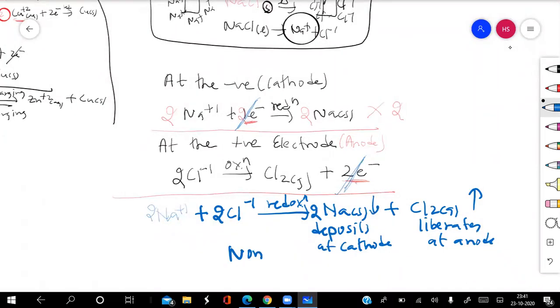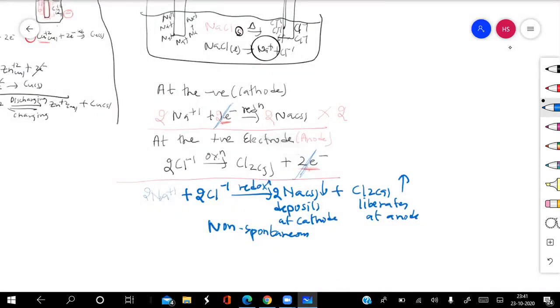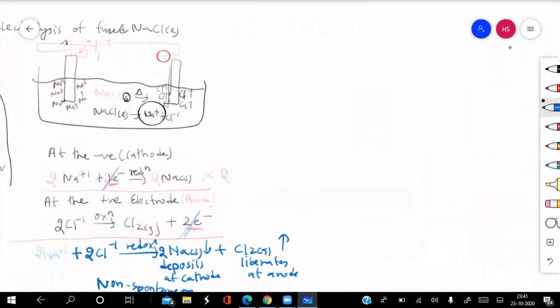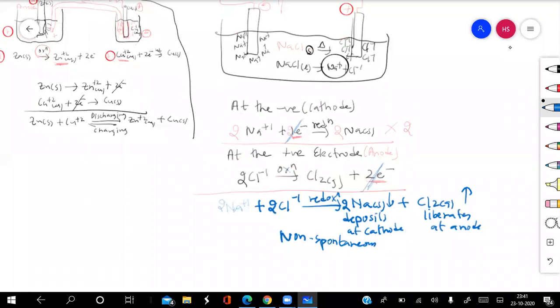Now this reaction is a redox reaction, and this redox reaction will be non-spontaneous. Initially I told you why it is called non-spontaneous: because this reaction takes place only when you pass electricity. Unless you pass the electricity, the reaction will not take place. Hence this redox reaction is non-spontaneous. So have you understood the meaning of these two cells? One is called a galvanic or voltaic cell, and the other is the electrolytic cell. With this we end here today. We'll meet again in the next lecture.